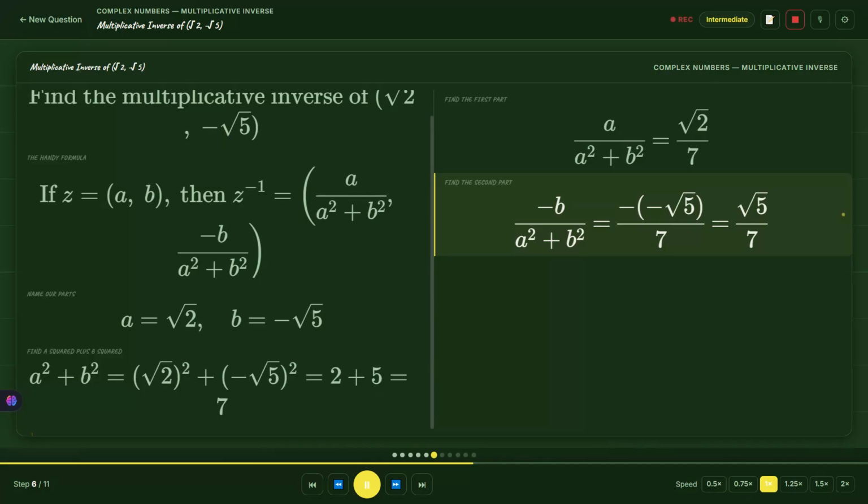Now the second part. We take negative b. Since b is negative root 5, negative times negative makes it positive. So we get root 5 over 7.